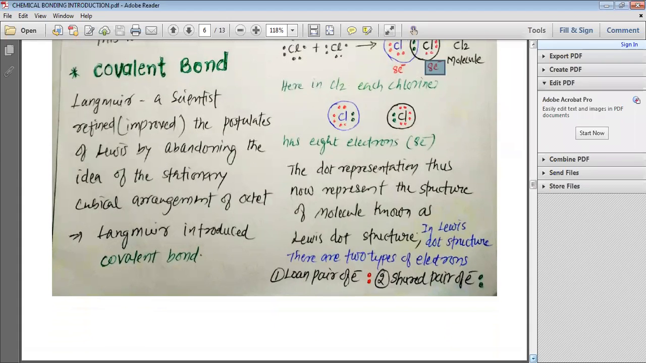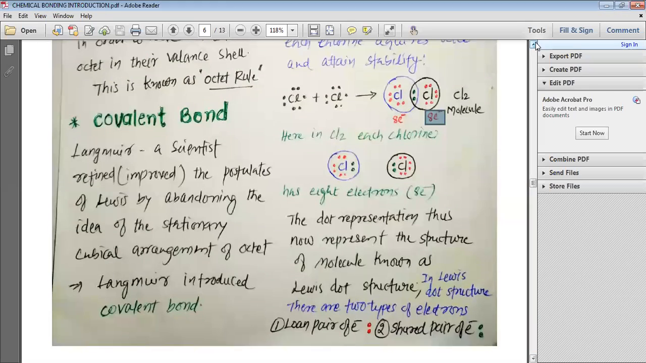Now when the molecule is formed, you can see here this is the molecule being formed. In this molecule, there are two types of electrons shown with different colors. The electrons with the green color are known as the shared pair of electrons. I have written here the shared pair of electrons, which are green dots.